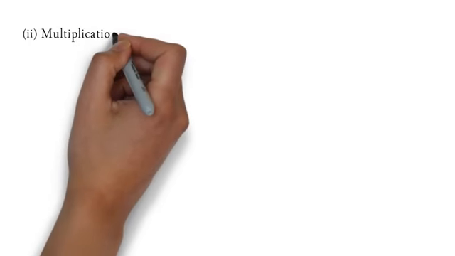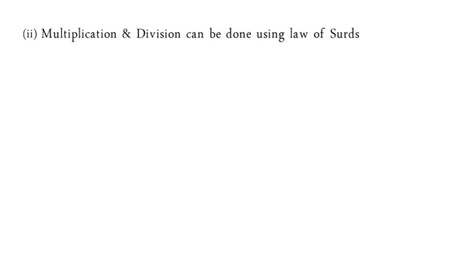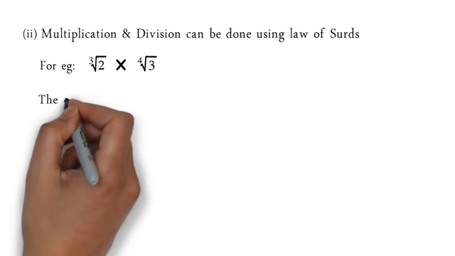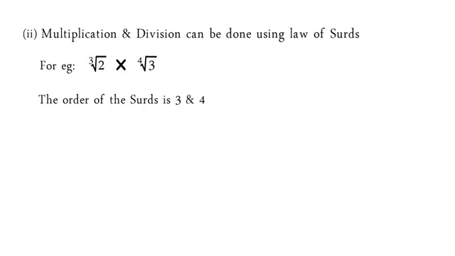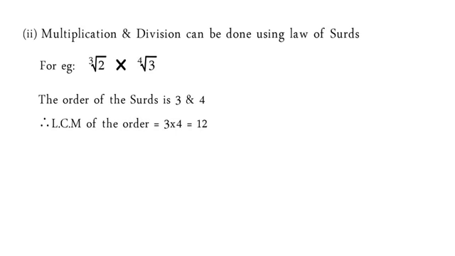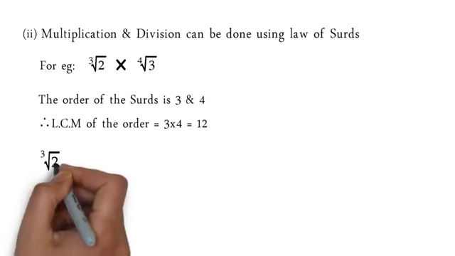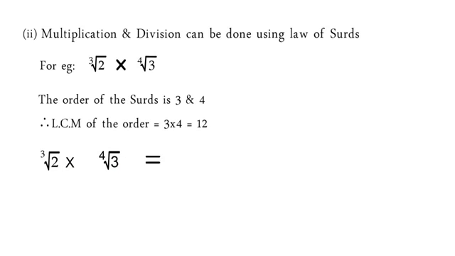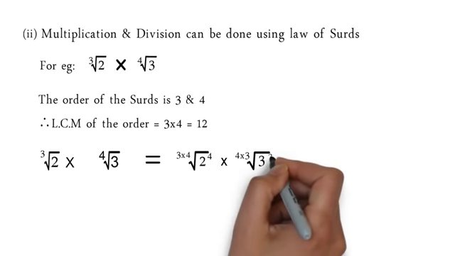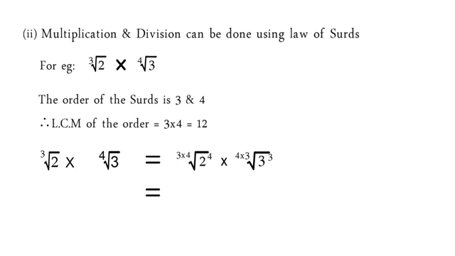Second, multiplication and division can be done using the law of surds. For example, 3 root 2 into 4 root 3. The orders of the surds are 3 and 4. Therefore, the LCM of the orders is 3 into 4, that is 12. So, 3 root 2 into 4 root 3 is equal to 3 by 4 root 2 raised to 4 into 4 by 3 root 3 raised to 3, equal to 12 root 16 into 12 root 27, which is equal to 12 root 432.